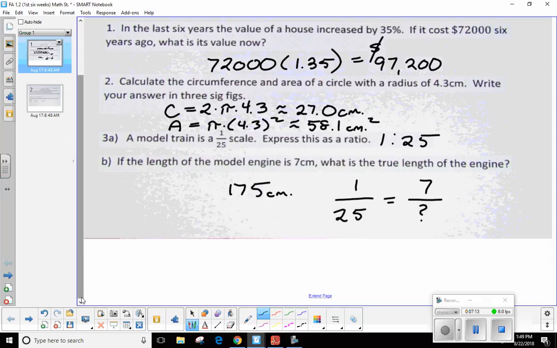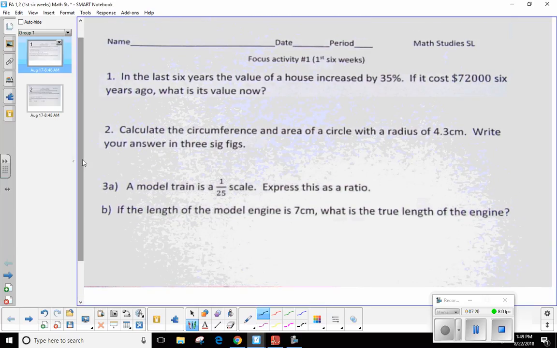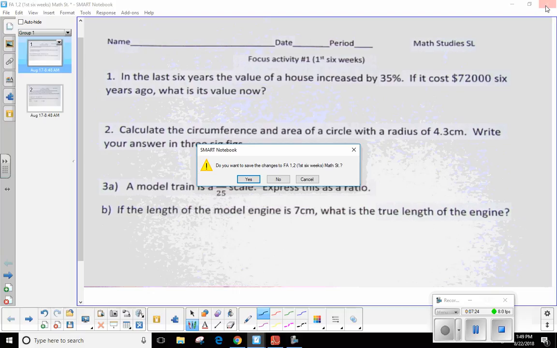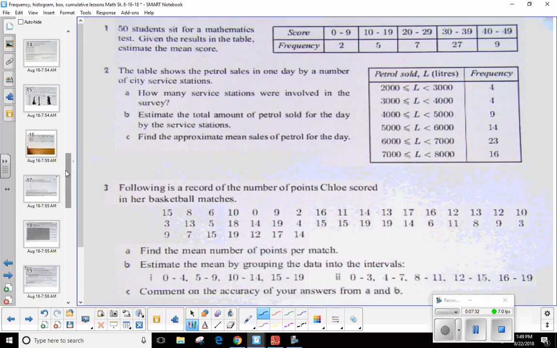All right, go ahead and put that someplace safe so we don't forget about those. Binder or folder, whatever it is you want to do. Do you want to save changes? Yes, why not? Okay, this here. So let's get back to this.